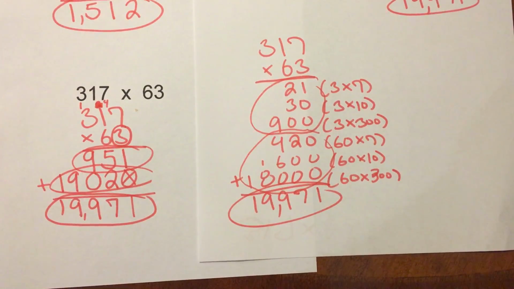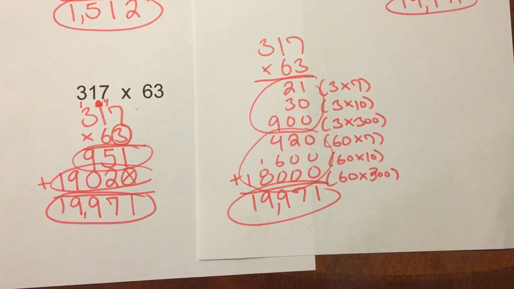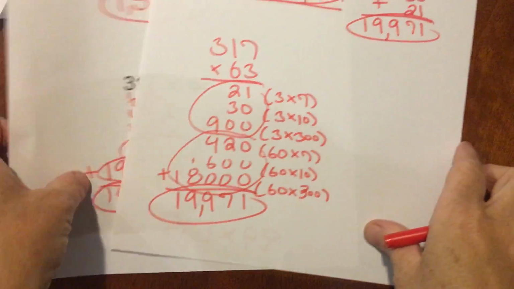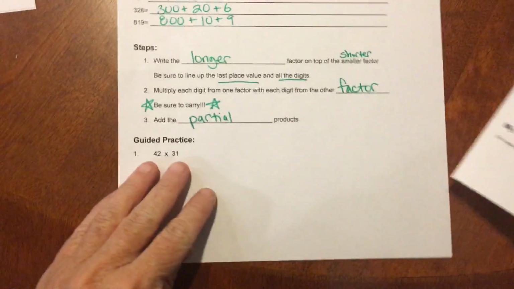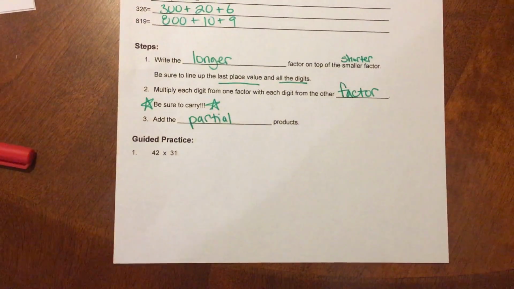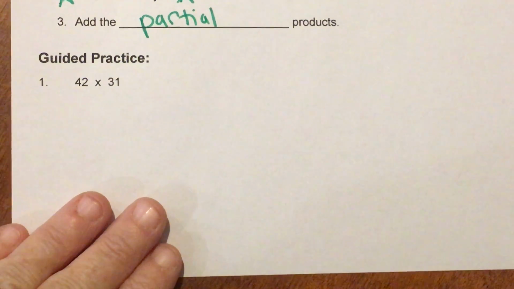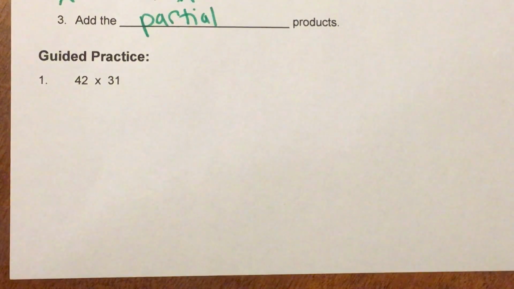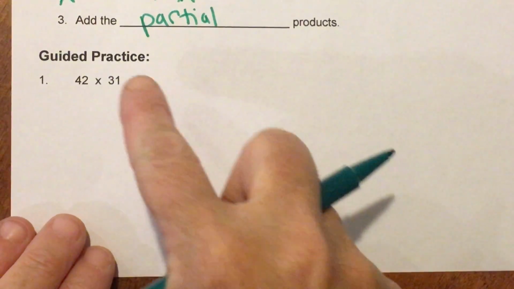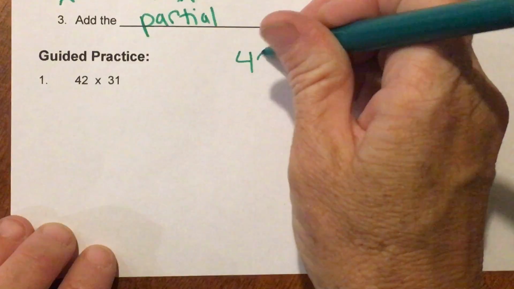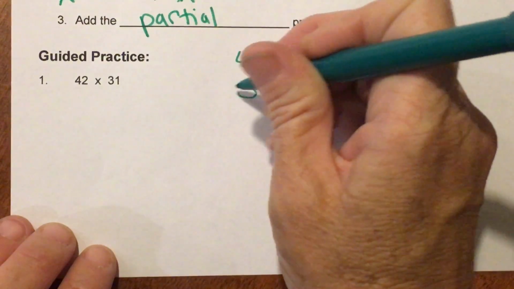Now this is also a method that you don't expect to master right away. All right, so let's try some now. Now that you've seen me do 2, let's grab our pen and join me in this one. My first problem says 42 times 31. I'm going to set up the longer one on top. Well, since they're both the same length, let's just set up the greater value on top.